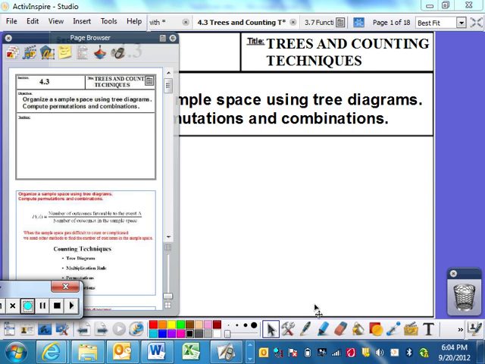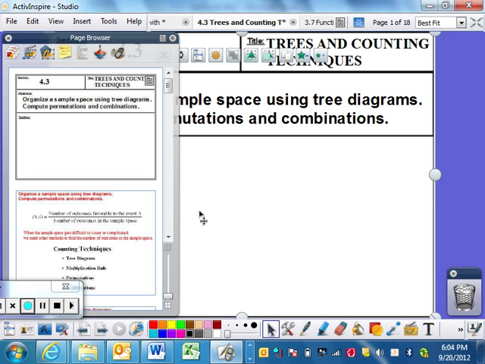Last section of chapter 4 is all about trees and counting techniques. So we're going to talk about different ways to show visually ways to count and then different techniques to count.